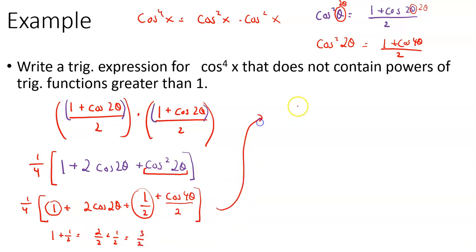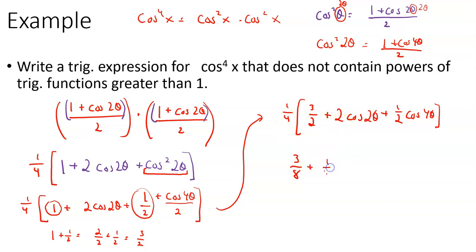So here I'm going to carry this up to the next column. The quarter stays on the outside. 1 plus 1/2 is 3 halves, plus 2 cosine 2 theta, plus, instead of writing cosine of 4 theta over 2, I'm going to write it as 1/2 cosine 4 theta. And then my last step is just to distribute the quarter. So a quarter times 3 halves is 3/8. A quarter times 2 is a half, right? 2 quarters is a half, so I get a half cosine of 2 theta. And then a quarter times a half is an eighth, so I get an eighth cosine of 4 theta.